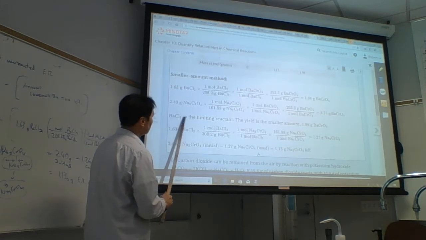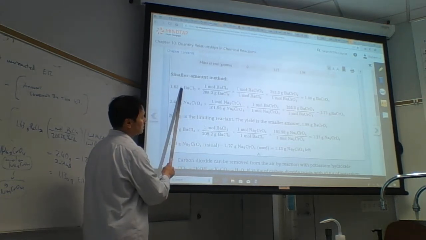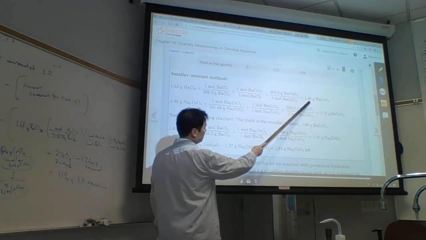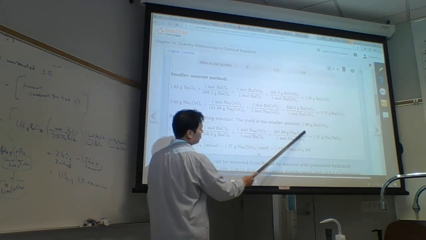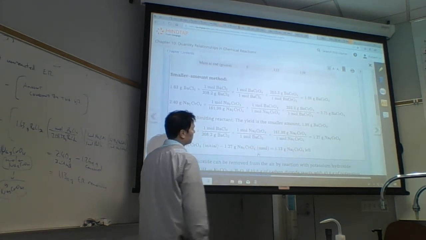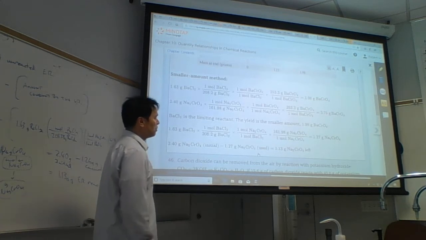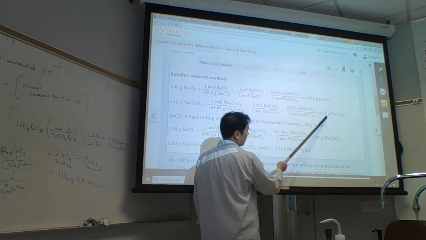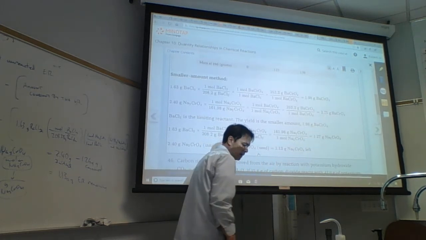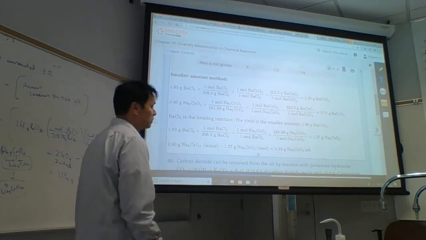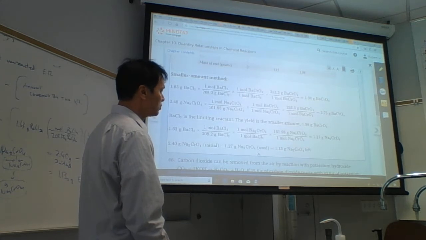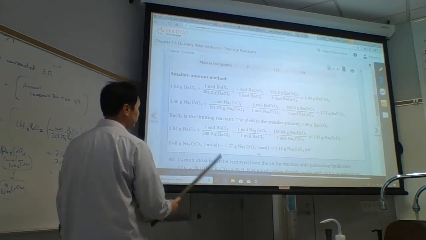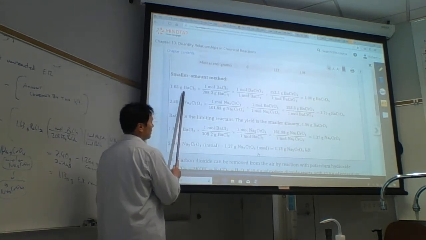Barium chloride is the limiting reactant because that gave the smaller yield. The yield is a smaller amount, 1.98 grams. This 1.98 grams is called the theoretical yield. It's impossible to make more than that. So if you have 3 bags of flour, it's going to be impossible to make that many cookies if you don't have enough sugar. Right, so that's steps 1, 2, and 3.